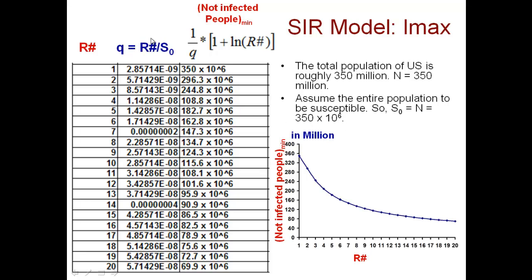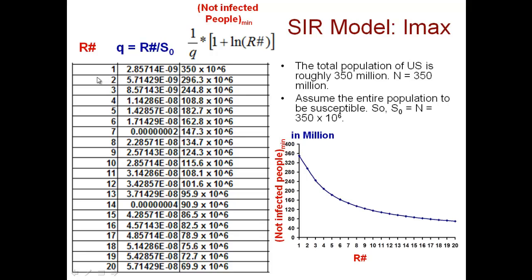Alright, so then using the S0 value and the r hash values, I'm running it for different r hash values, you can now calculate the q values. So these are the q values. And then plug in q and r hash here, you can calculate the number of people, the minimum number of people who are not infected at any time.